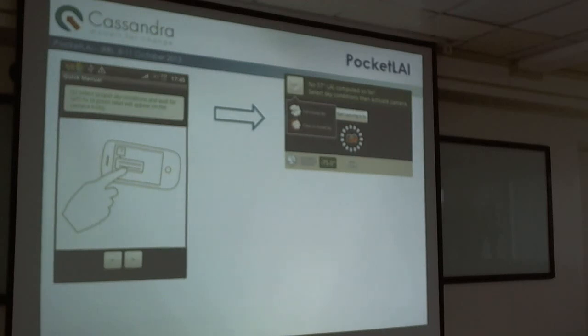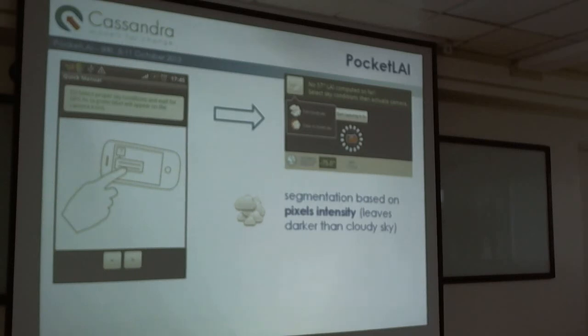And why do you have to specify this? Because we implemented two segmentation strategies, so two algorithms for processing the images that are acquired at the desired angle. The first is for cloudy sky. The segmentation in this case is based on pixel intensity, so the leaves under those conditions are darker than the sky. So this is used to estimate the gap fraction in your image.